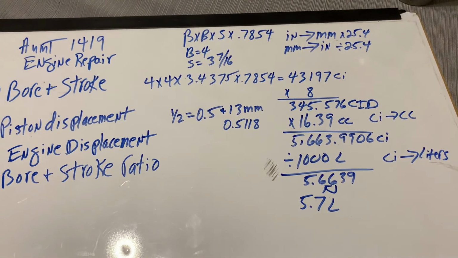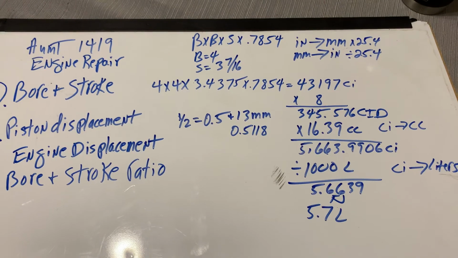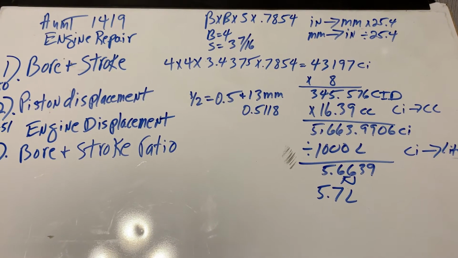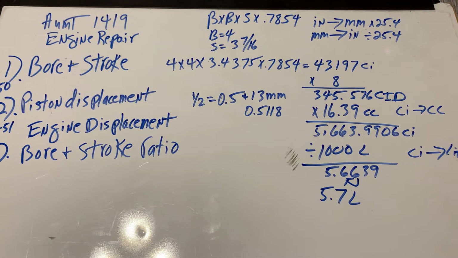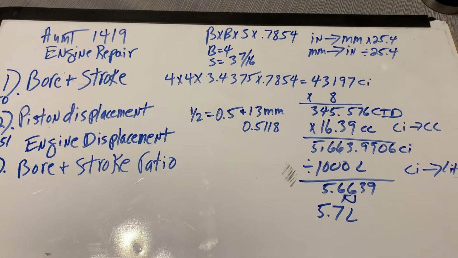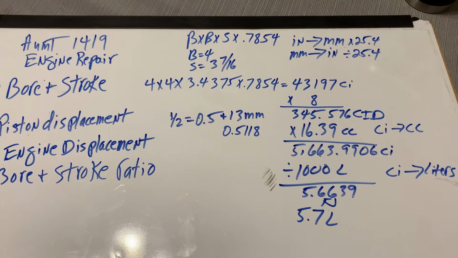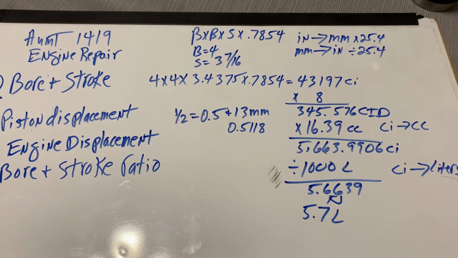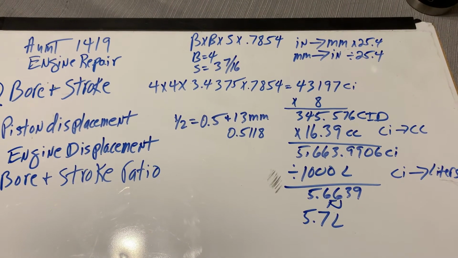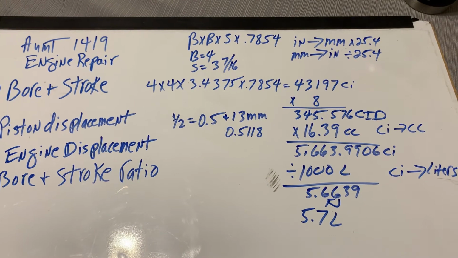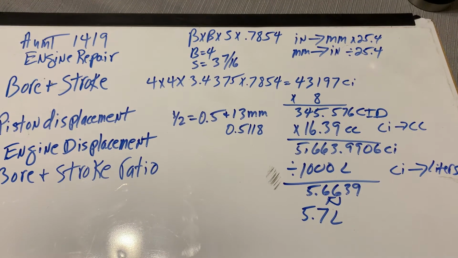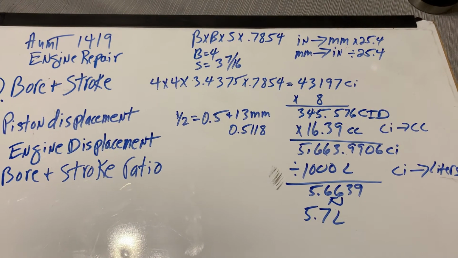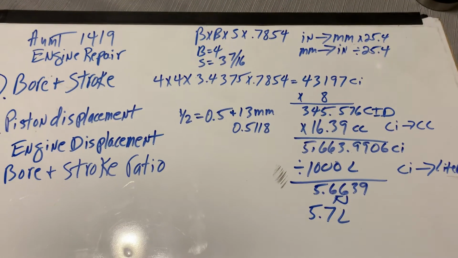When you get into the metric system, if anything is in metric, like 85 or 85.4, you're going to have to convert it. And in the upper right hand corner, I have the conversion from inches to millimeters. From inches to millimeters, we're going to multiply it times 25.4. From millimeters to inches, we're going to divide it by 25.4.